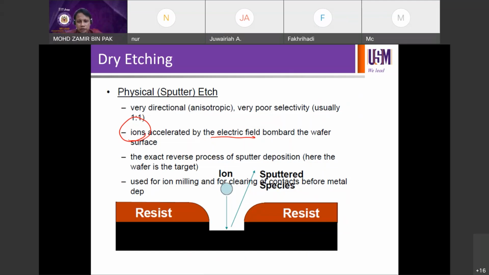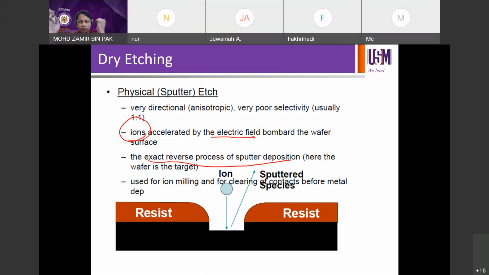So the exact reverse process of sputter deposition. Here, wafer is target. So the exact opposite of this process is called deposition. Okay, deposition kita akan belajar selepas diffusion, then deposition. Etching is removal, remember? Kita remove. Deposition is what you want to add. You deposit a new layer. So that's why I mentioned this now. We use the same plasma to do either process, either etching or deposition, depending on the details of the process. Okay? So kita akan belajar the very same plasma untuk deposition juga.